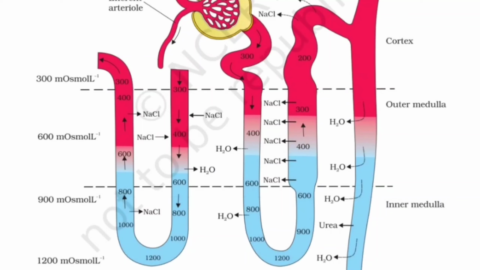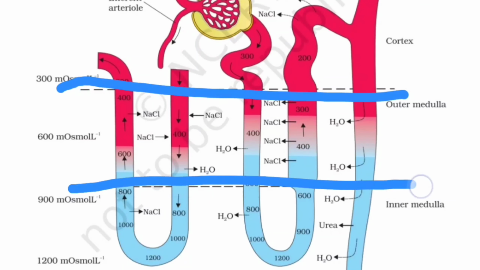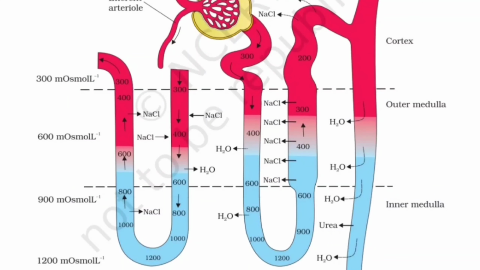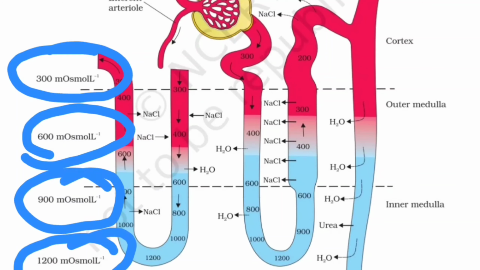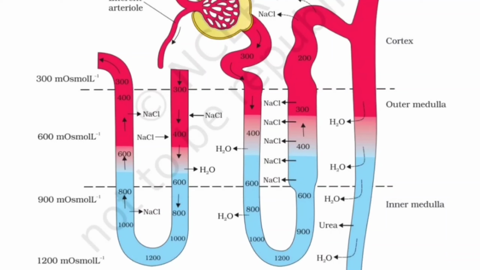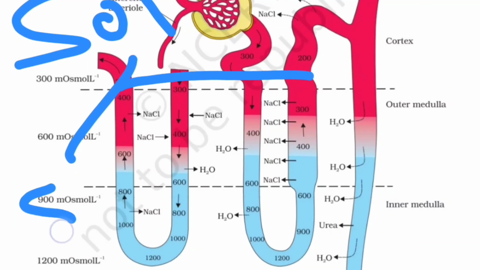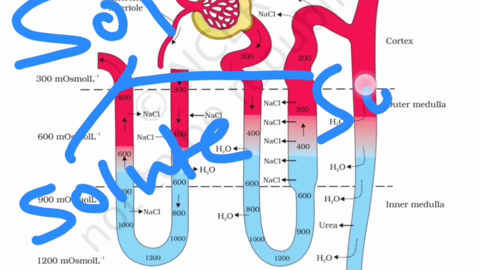First thing, we'll be dealing with the ascending loop of Henle. Here you are observing that two lines have been drawn, first and second. Why? Because the initial filtrate had a concentration of 300 milliosmol per liter, the final filtrate has 1200 milliosmol, and in between we had 600 milliosmol and 900 milliosmol. So how does the concentration get increased? For example, if I make a solution, it is made up of two components, right? The solute and the solvent, correct?